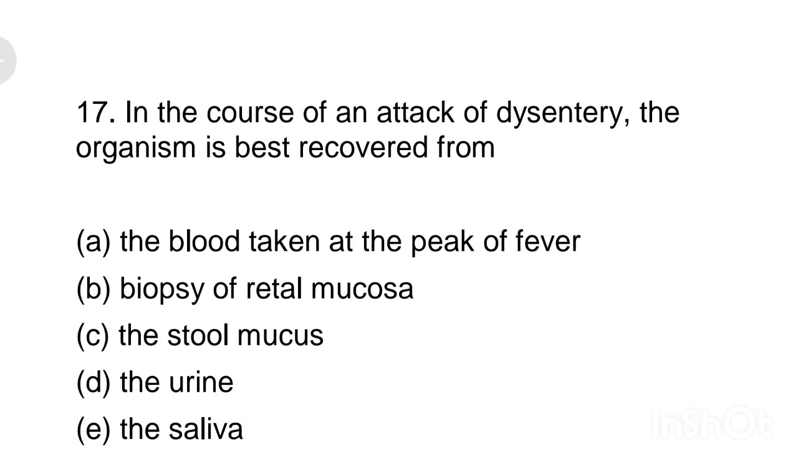Next question. In the course of an attack of dysentery, the organism is best recovered from: option A, the blood taken at the peak of fever; option B, biopsy of rectal mucosa; option C, the stool mucus; option D, the urine; and option E, the saliva. Correct answer is option C, the stool mucus.